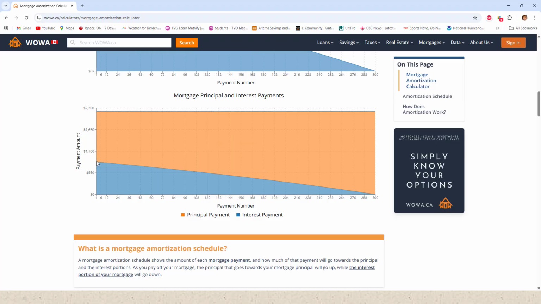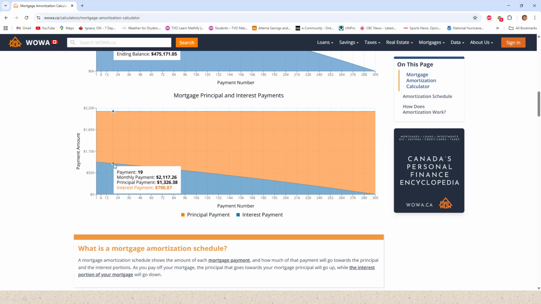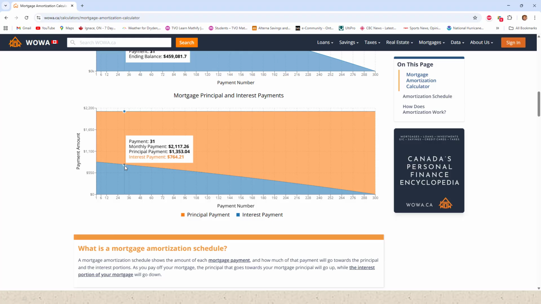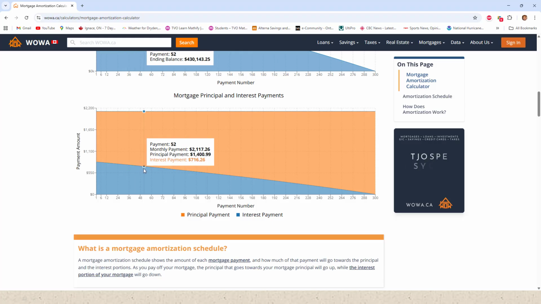Right at the beginning, notice the principal payment is $1,287 and the interest is $829, and the further you go, notice that the amount of interest you're paying each month is going down and the principal payment is going up. For example, after 52 payments, which is a little more than 4 years, almost 4.5 years, the principal payment is $1,400, and the interest you're paying the bank is approximately $716.